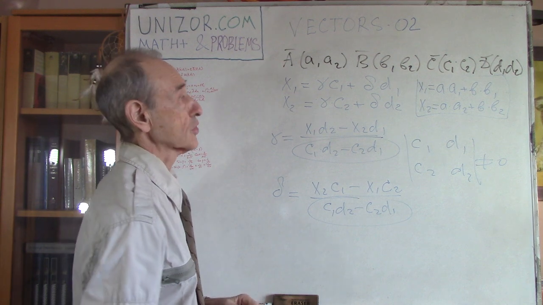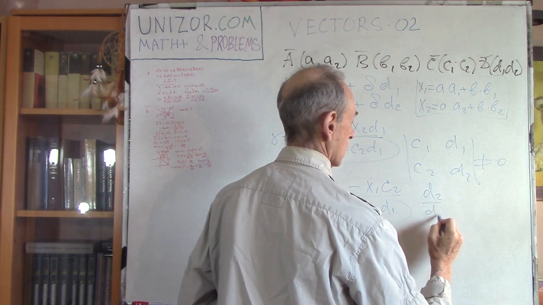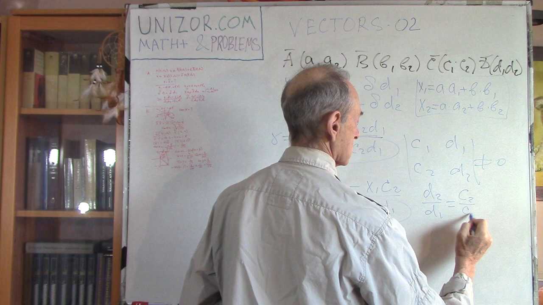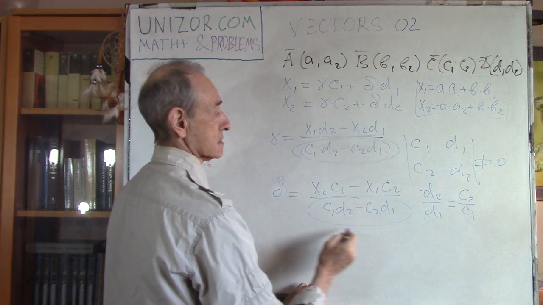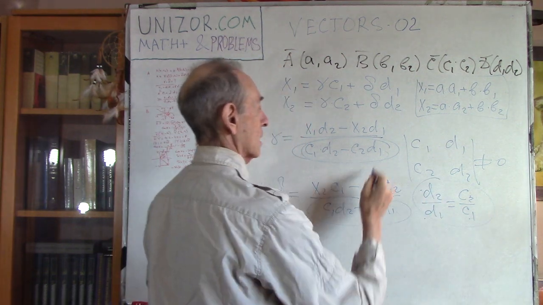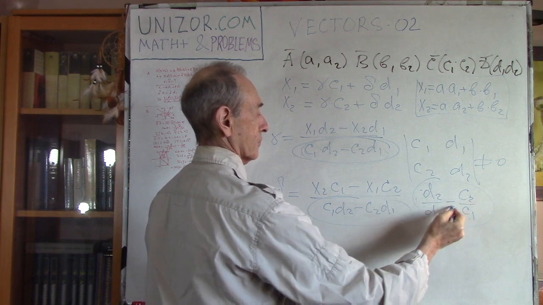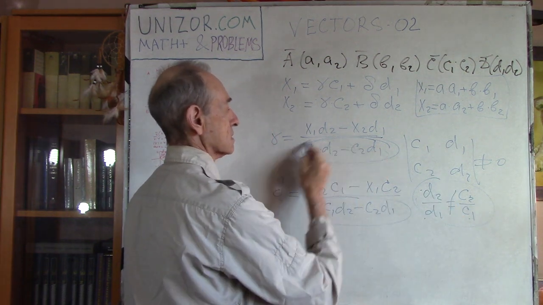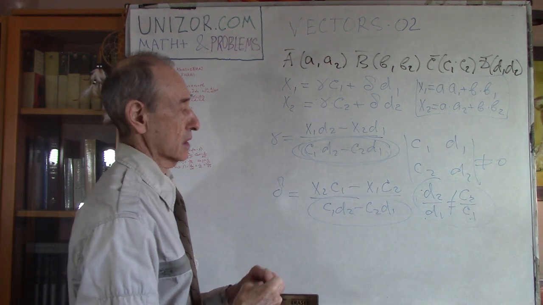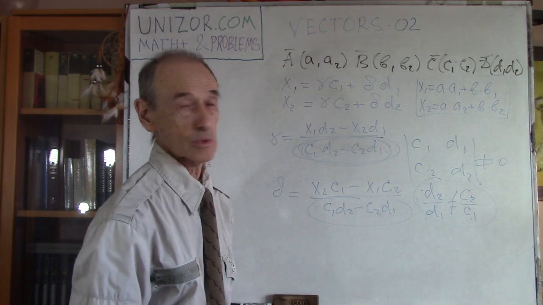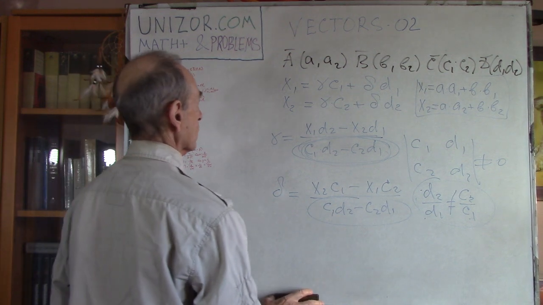coordinates are proportionate, right? So basically you have something like D2 divided by D1 is equal to C2 divided by C1, or C1 times D2 is equal to D1 times C2, which is exactly this. So that's proportionality. Not equal to not proportional means that this is not equal to zero, and you have really a unique solution to this system of linear equations. Okay, that's it for the first problem.